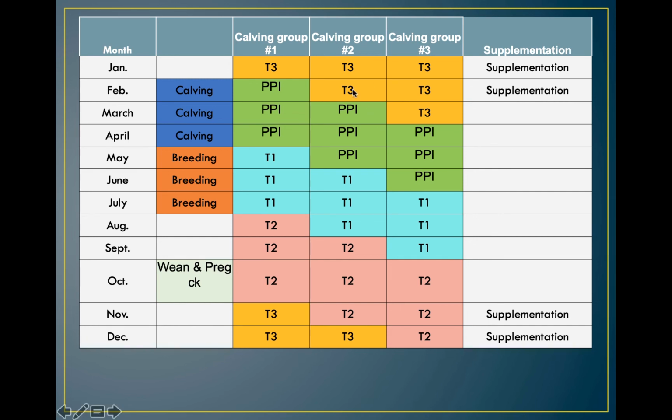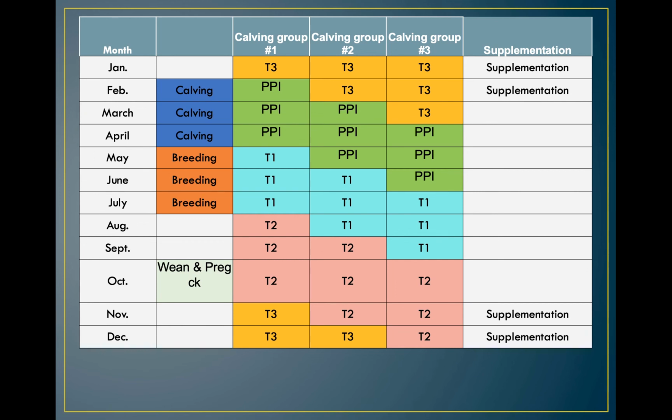So these cows in calving group 2 are not going to calve until March. Okay, and then we have a group of cows that are not going to get serviced by the bull until July. And so they're clear in trimester 1 until September, trimester 2 till the end of the year, and not hitting trimester 3 until January. And so it's going to be March before they calve.